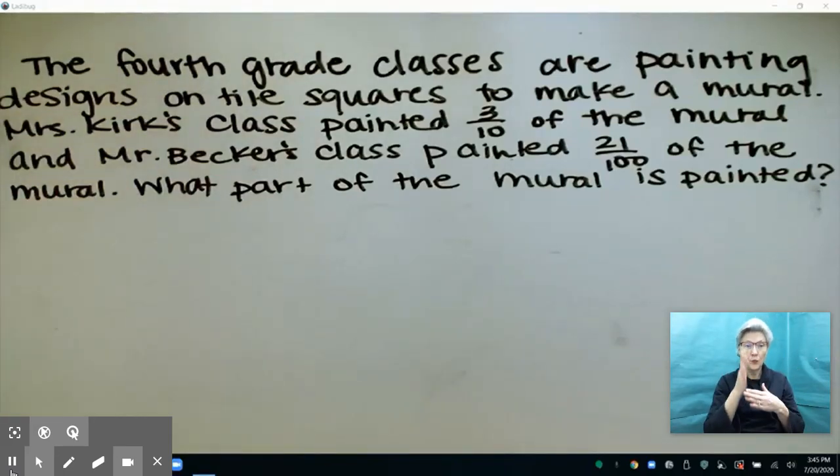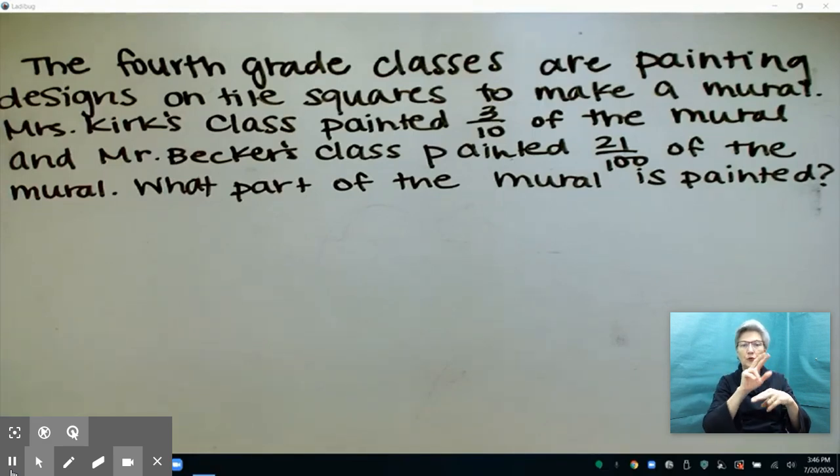We're going to be jumping into looking at how we can be adding fractions that have different sizes. So let's do that by taking a look at this first problem. The fourth grade classes are painting designs on tile squares to make a mural. Mrs. Kirk's class painted 3/10 of the mural, and Mr. Becker's class painted 21/100 of the mural. What part of the mural is painted?